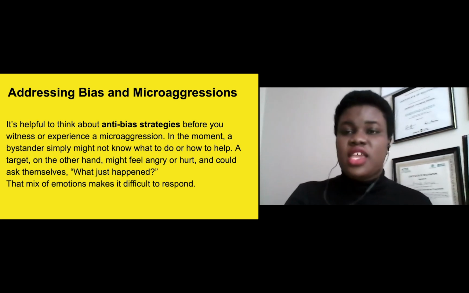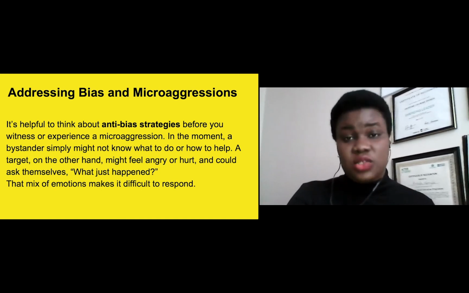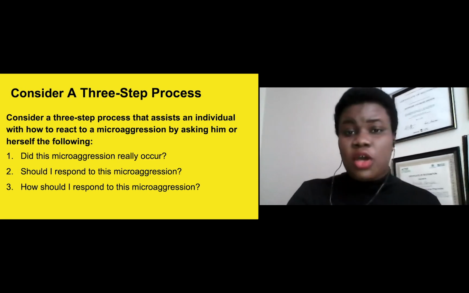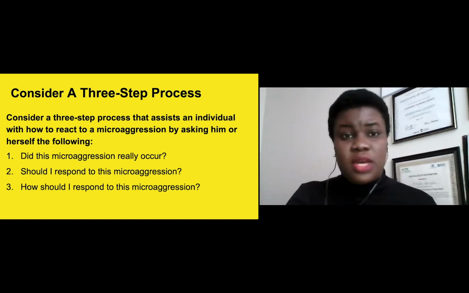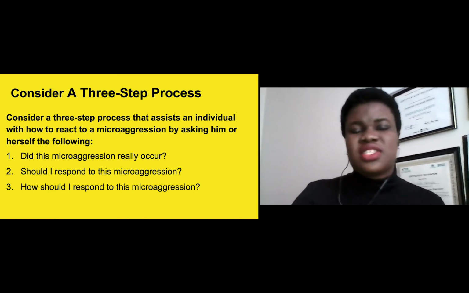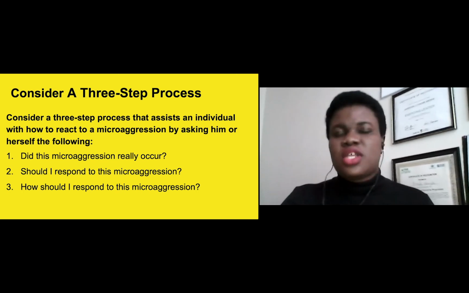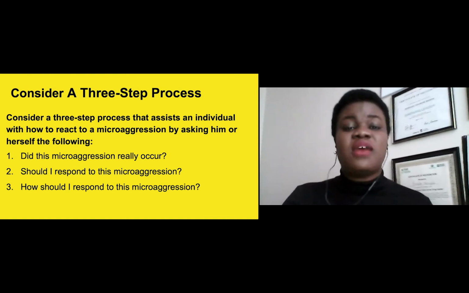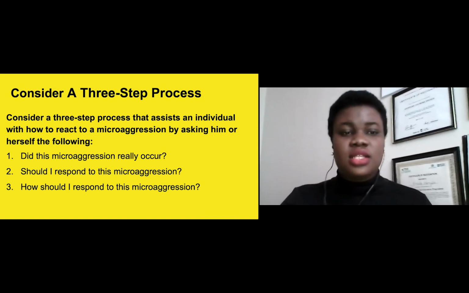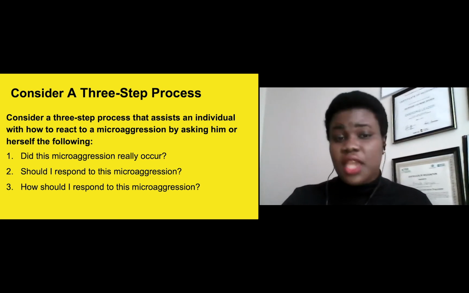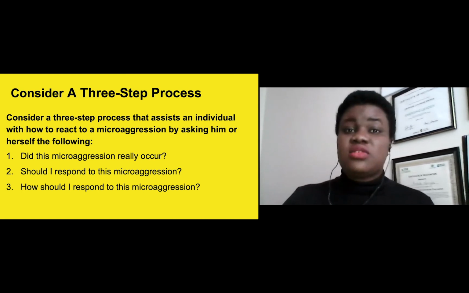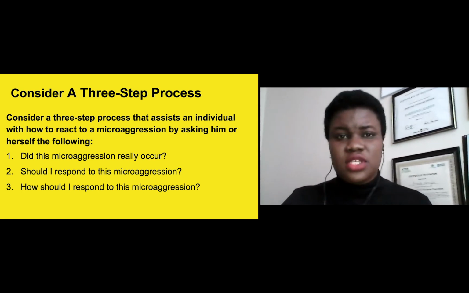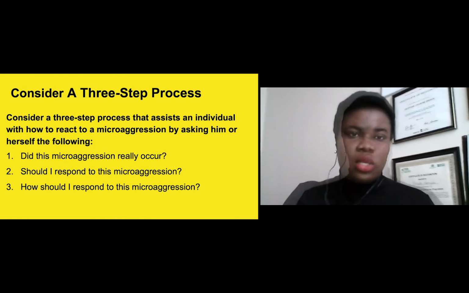So we will be looking at ways that you can respond to or address microaggressions and implicit biases at work from your co-workers, your employer, or even people in your neighborhood, at school, or on social media. So consider a 3-step process. This 3-step process will assist you as an individual in reacting to a microaggression by asking yourself: did this microaggression really occur? Should I respond to this microaggression? How should I respond to this microaggression? Because the main thing is to think about your mental health, your safety, and your security at that point.